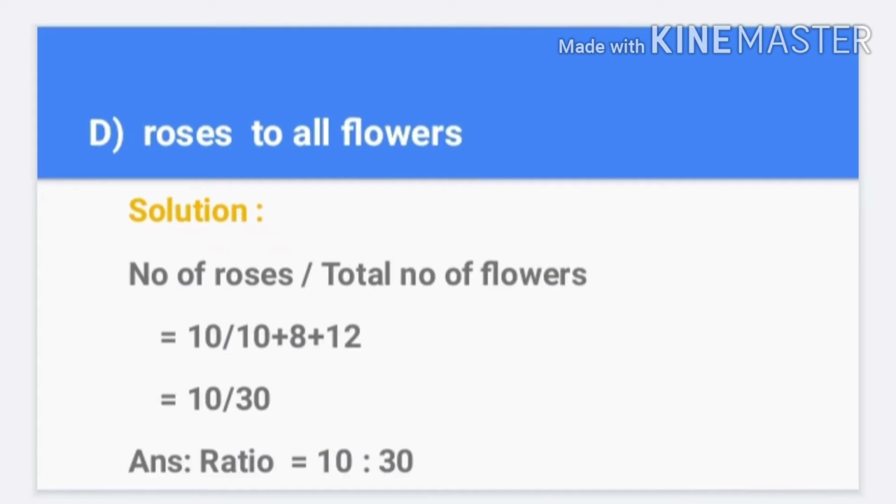Fourth one, roses to all flowers. Number of roses equal to 10. All flowers is equal to 10 plus 8 plus 12 equal to 30. The ratio of roses to all flowers equals number of roses divided by total number of flowers, equal to 10 by 30. The ratio of roses to all flowers is 10 is to 30.